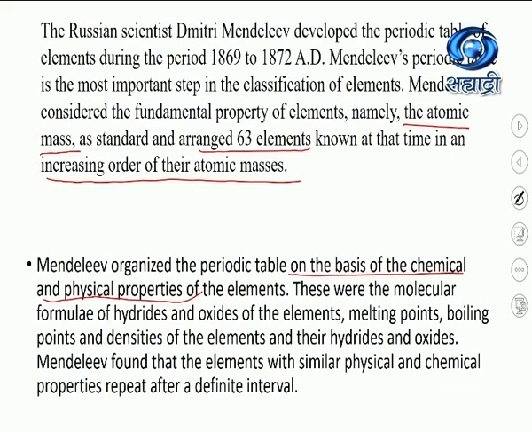These were the molecular formulae of hydrides and oxides of the elements, their melting points, boiling points, and densities of elements and their hydrides and oxides. See how many properties he tried to find out to classify them. Mendeleev found that the elements with similar physical and chemical properties repeat after a definite interval.